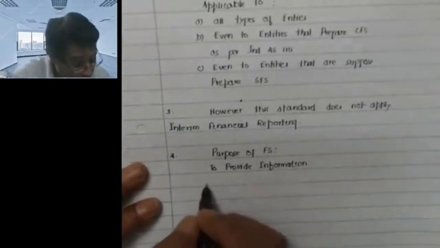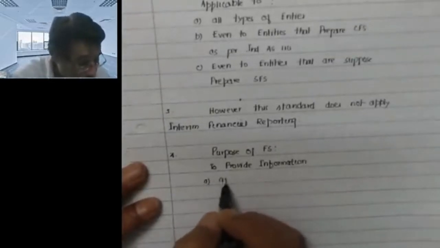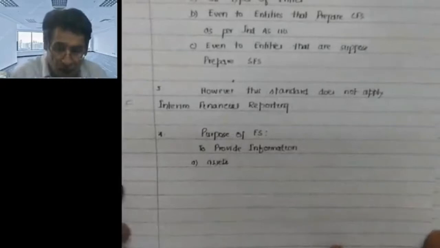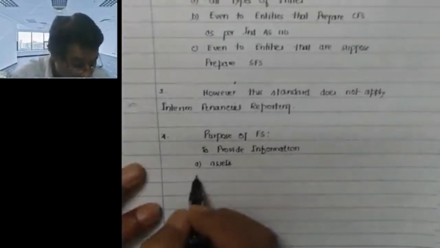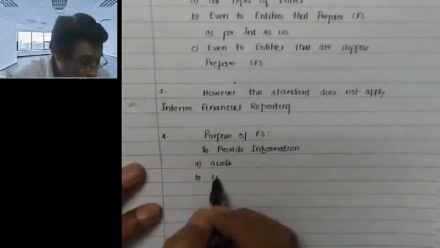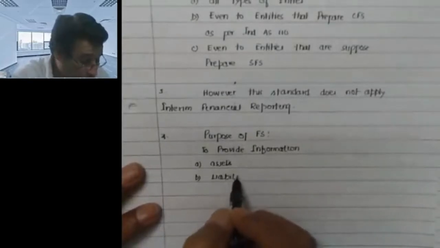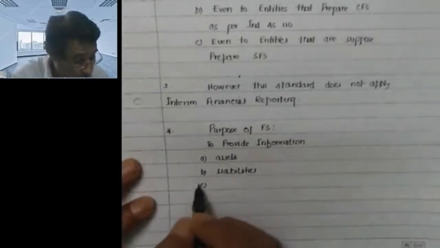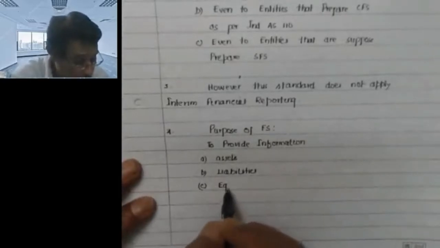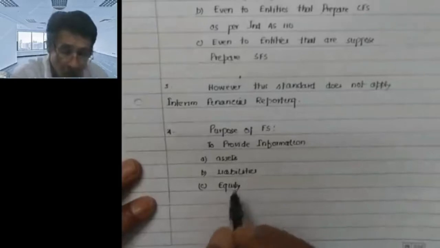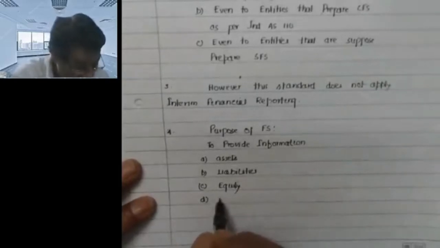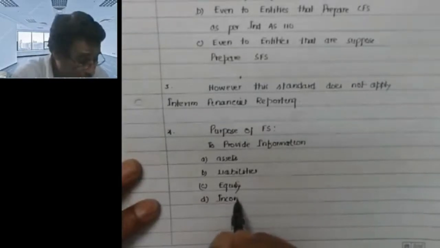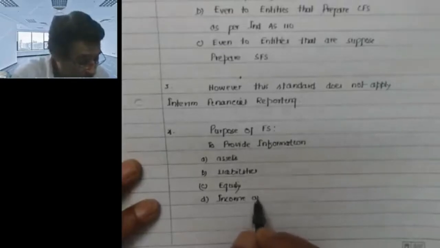with respect to what? A. Assets. These are normal, common things, which as students of commerce, each one of us is absolutely well aware of. B. Liabilities. Then, equity. Of course, income and expense.